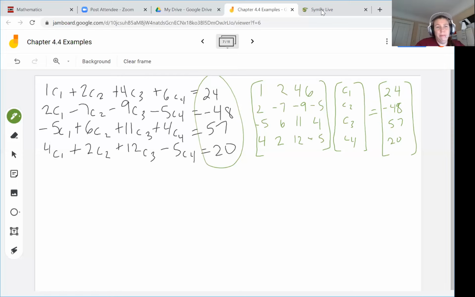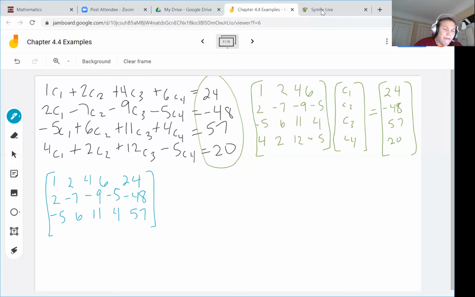Okay, so let's set this up as an augmented matrix and then go ahead and run reduced row echelon form on it. So our augmented matrix here is going to be 1, 2, 4, 6, 24 in the first row. 2, negative 7, negative 9, negative 5, and negative 48. Sorry, I'm not lining these up as best as I would if I were able to type these out or write on a chalkboard. And then in the third row, we've got negative 5, 6, 11, 4, and 57. And then in our last row, we've got 4, 2, 12, negative 5, and 20. So let's head over to SymPy and do some reduced row echelon form to solve this system.